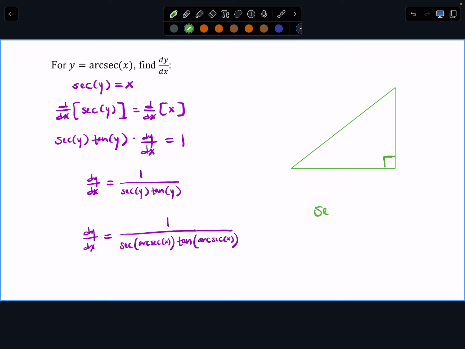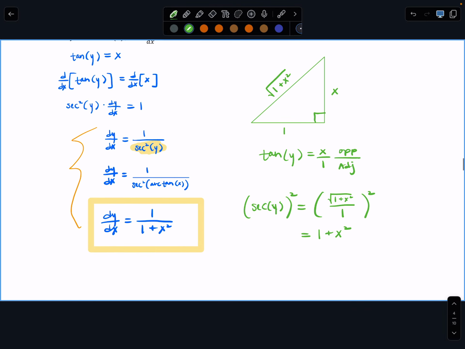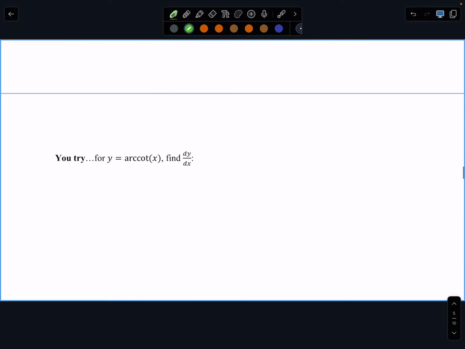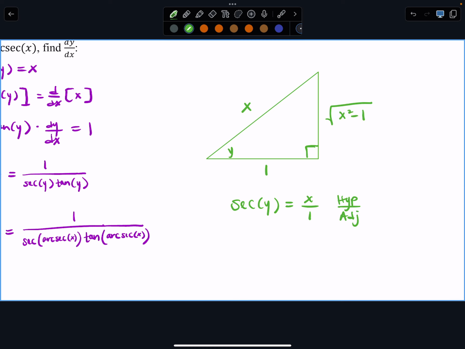Okay, so if we take, am I going too fast? Do I need to slow down? Okay, so if we take secant of y equals x over 1, secant would be the reciprocal of cosine, so that would be hypotenuse over adjacent. Did I label my angle in these? I didn't. Need to label the angle. Okay, so then this side would be the square root of x squared minus 1.